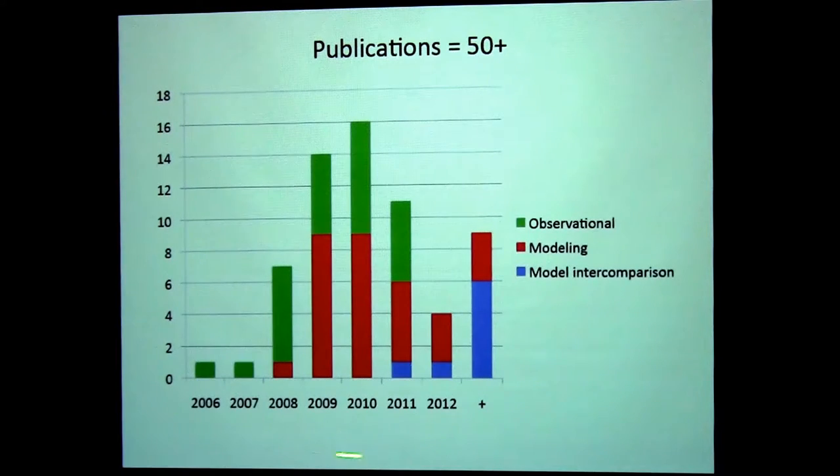There were about 50 publications from the TWP-ICE experiment. The green, as a function of year, shows observational, the modeling. These tend to come a little later after all the observations have been analyzed and processed and so on. And finally, the model intercomparison studies. Ours was just one of four. Others were for GCMs, limited area models, and single column models.